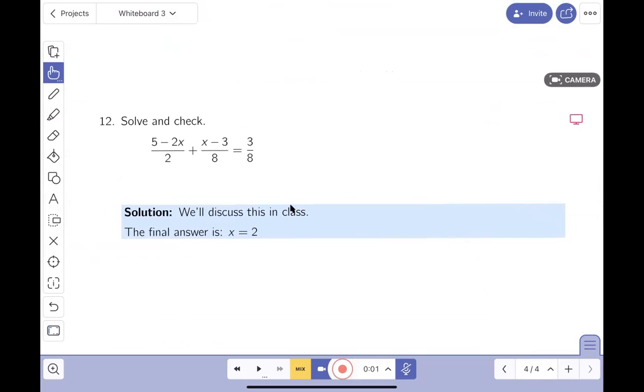All right, so what I would do first, and I recommend you do as well, is write the LCD down. So what do I see? I see 2 and 8. The LCD is 8. My recommendation to you is to multiply both sides by 8. I'm going to write that down for you.